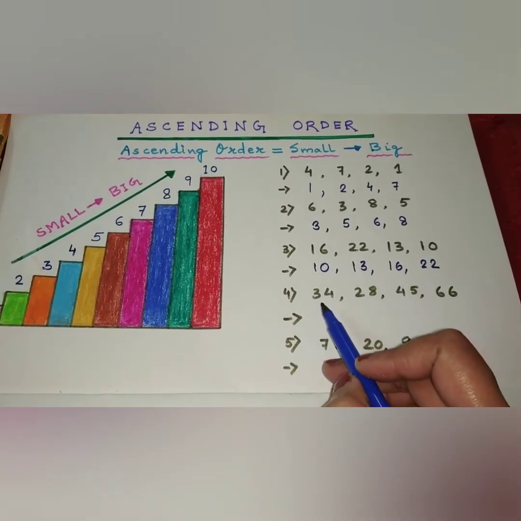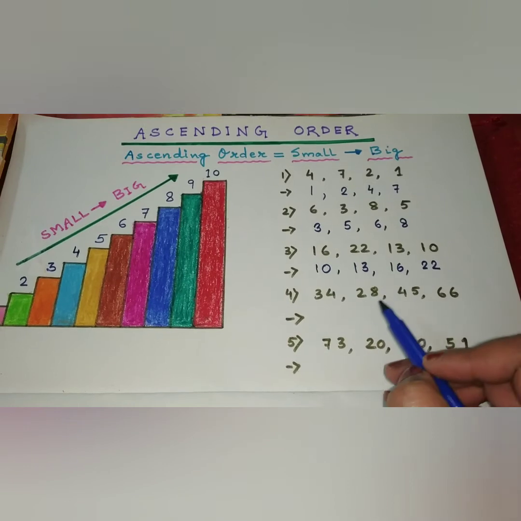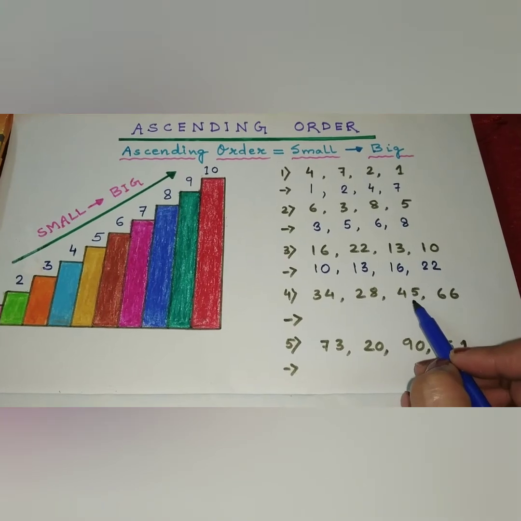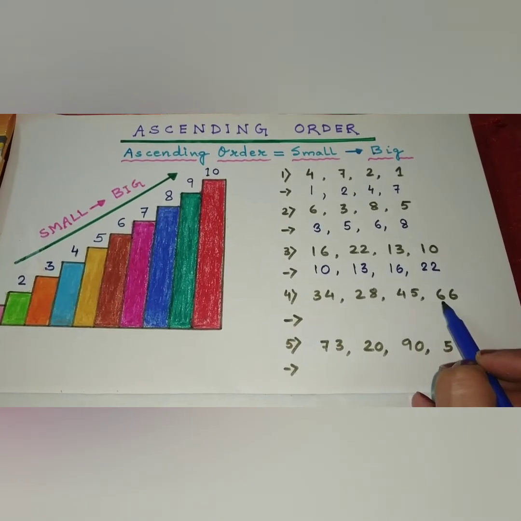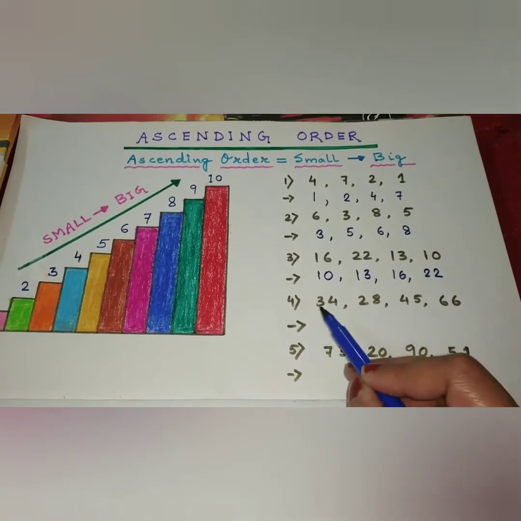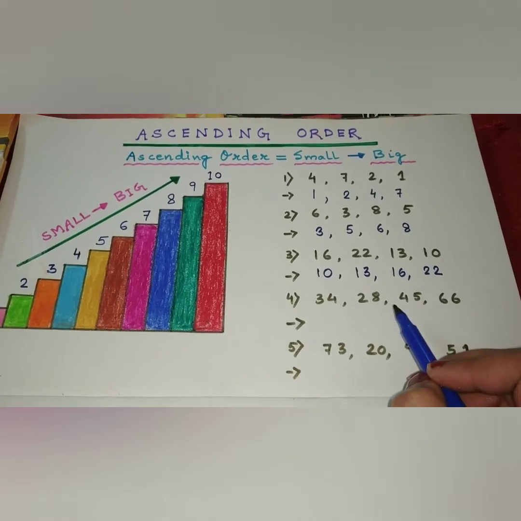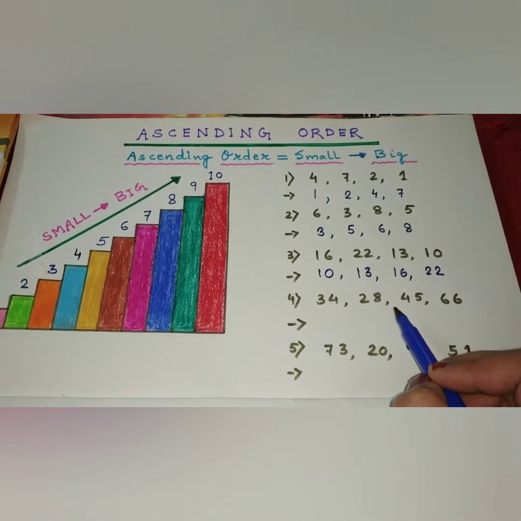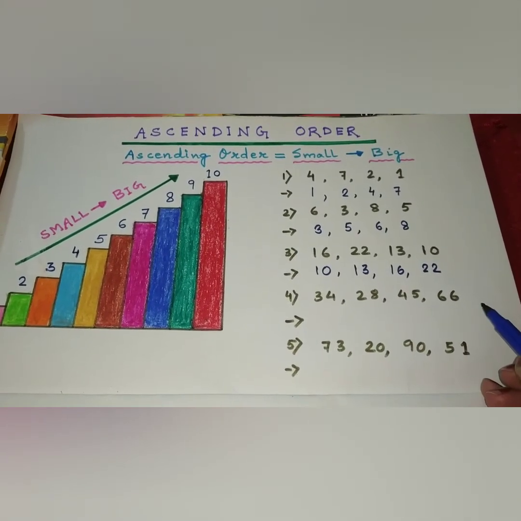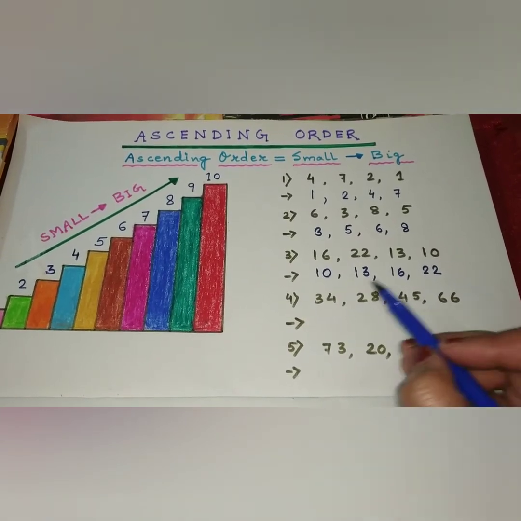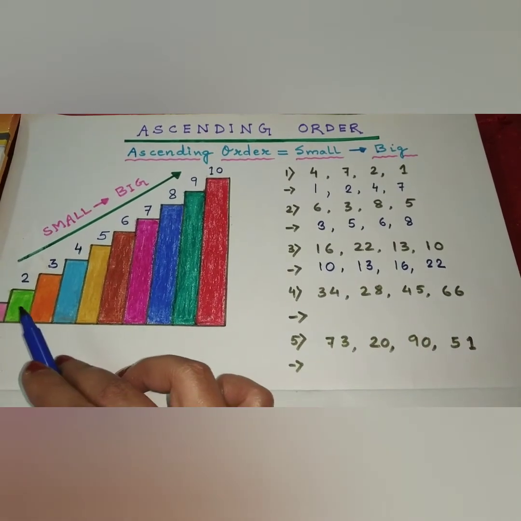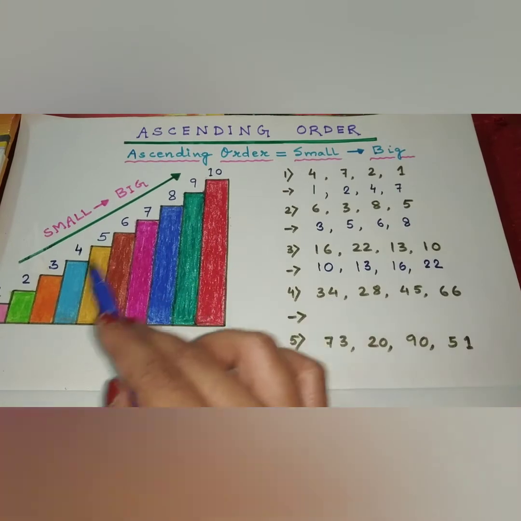From 34 we will take the first digit, that is 3. From 28 we will take the first digit, that is 2. From 45, 4, and from 66 the first digit 6. Now 3, 2, 4 and 6. Out of these 4 numbers we will find out which is the smallest, and according to that the full number. So which number is coming first, or which number is the smallest while seeing the flow chart?